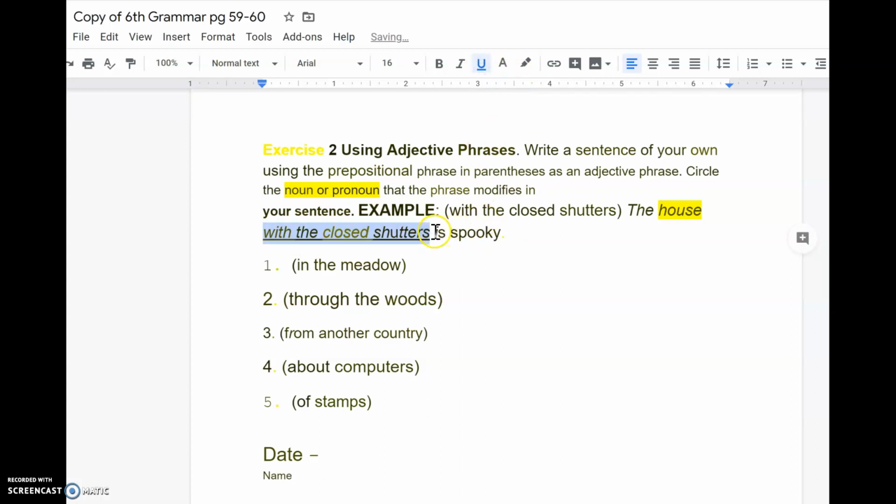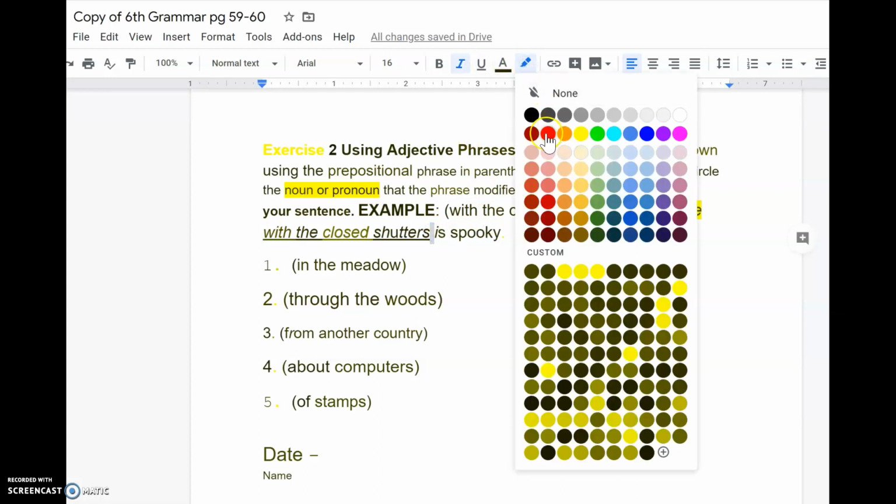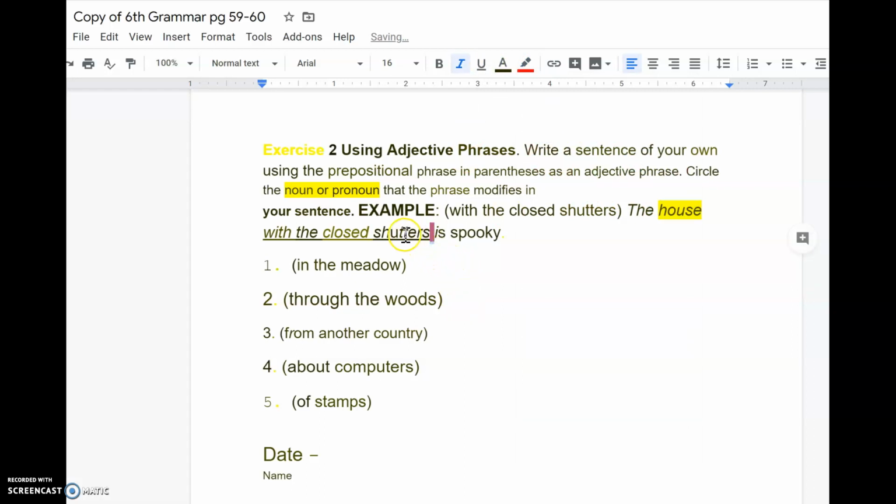I do want you to put a break in between the subject and the predicate, so I'm going to add that there as well. The house with the closed shutters is the subject, is spooky is the predicate. So for each of these, you're going to write your own sentence. What could be in the meadow? The fox in the meadow ran fast. Okay, so I am telling you that the noun, fox, and then the in the meadow is the adjective phrase, which tells more about the fox. And then I'm just finishing my sentence with a verb.